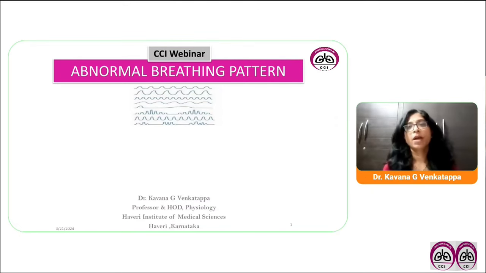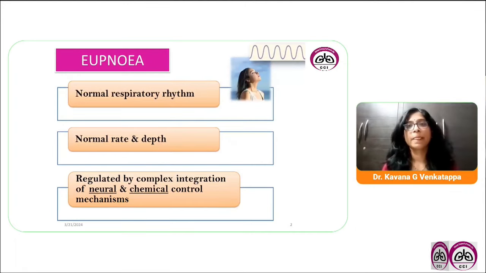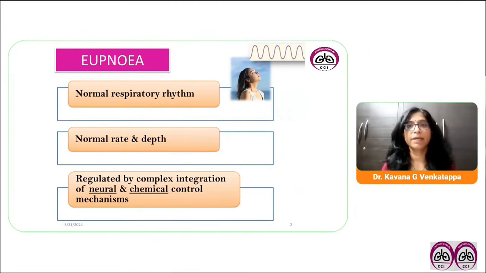The topic of today's discussion is abnormal breathing pattern. Before we move on to the deviation from the normal phenomena, let me highlight a few of the concepts in physiology towards the regulation of respiration. The term eupnea depicts the normal respiratory rhythm, the normal rate and depth, which is regulated by a complex integration of the neural and the chemical control of respiratory mechanisms.